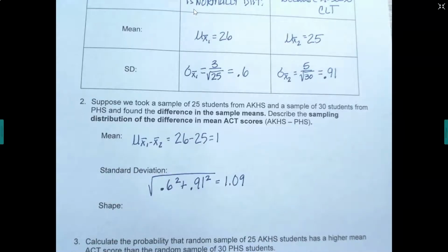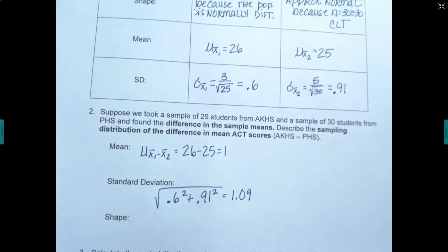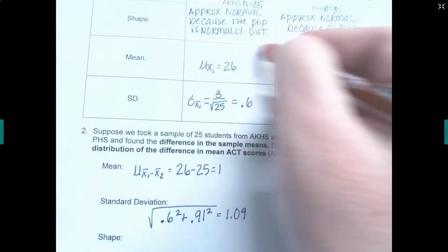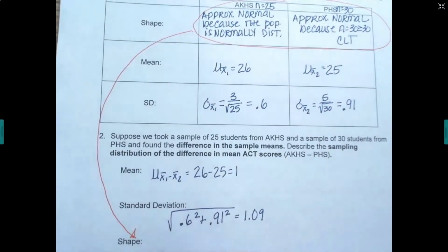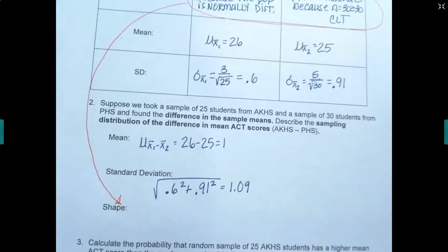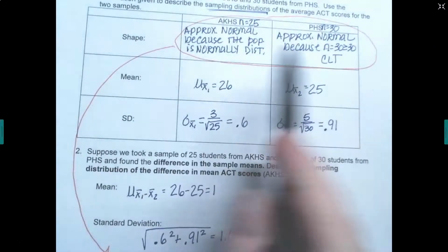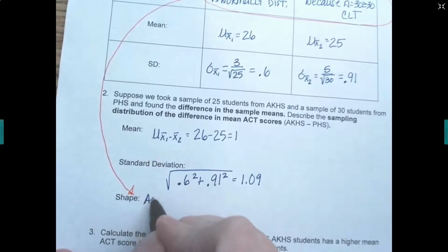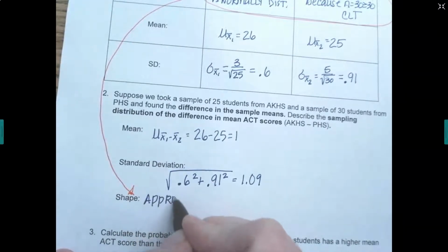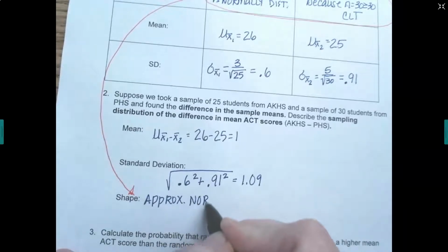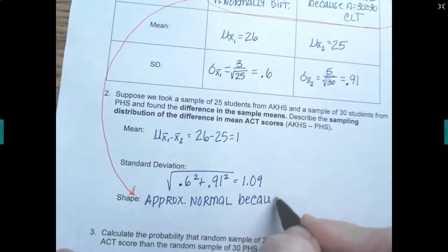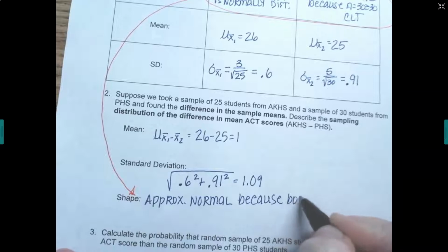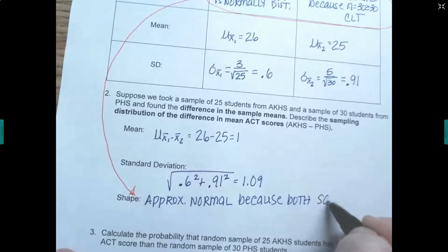Now, what is the shape of their differences? Well, if we look up here, we said both of these are approximately normal. So we got to bring that information down to here. Okay? And because both of those are approximately normal, that means our sampling distribution of their differences is also approximately normal, because both sampling distributions are approximately normal.